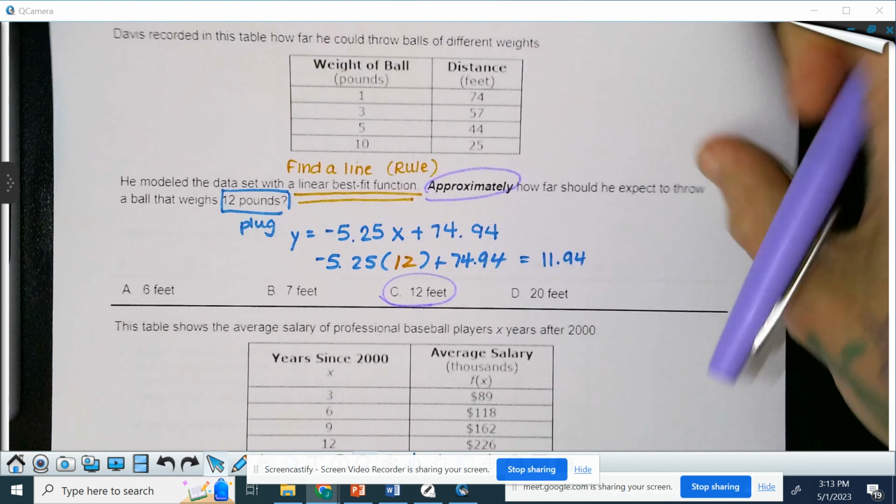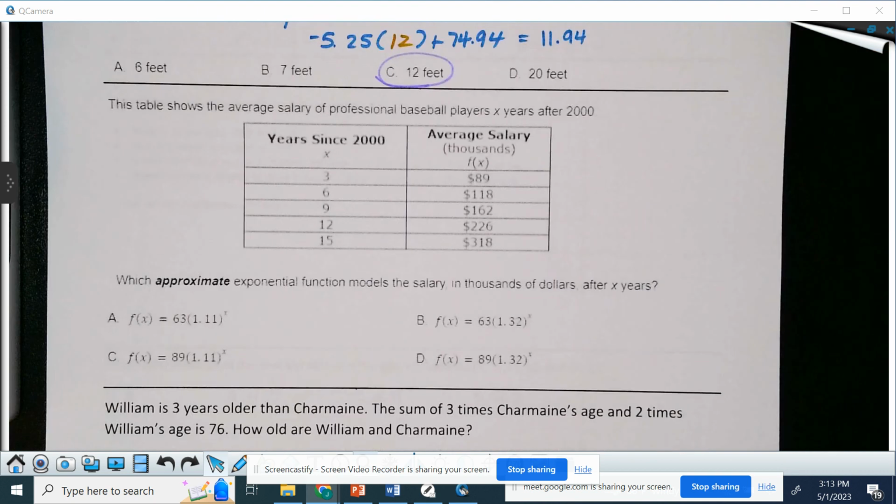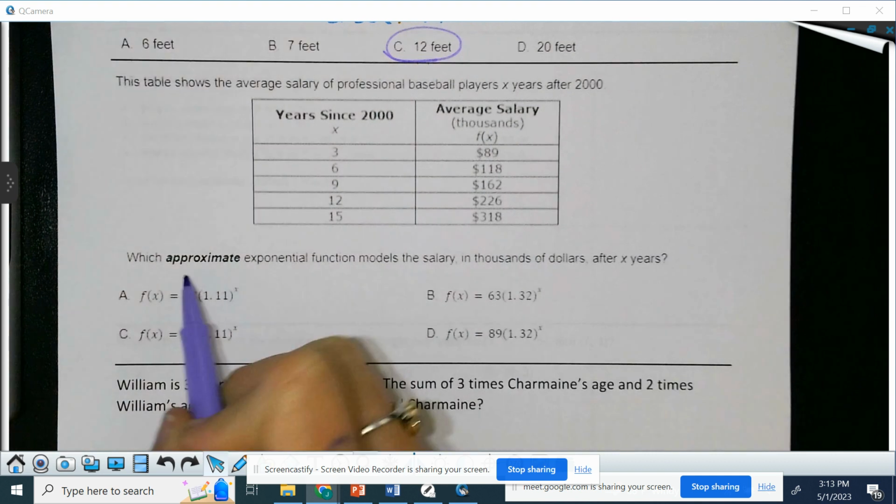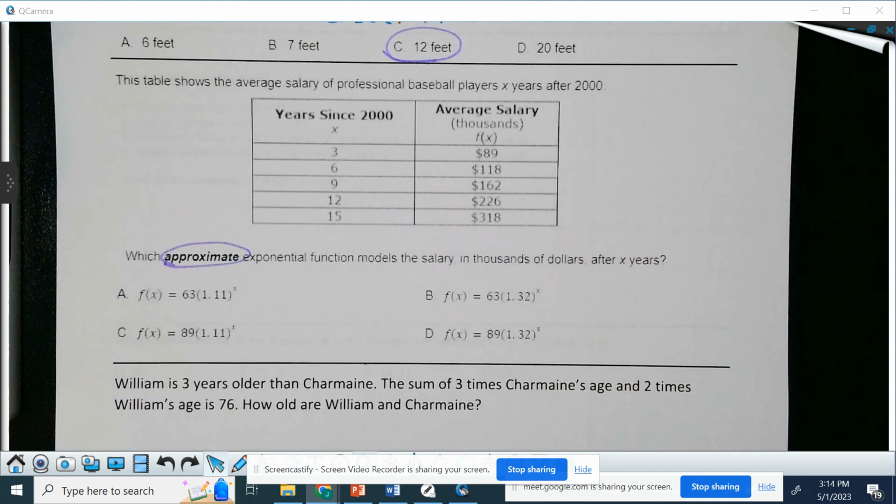Now this guy, this is exactly what I was talking about. So this one says the table shows the average salary of professional baseball players X years after 2000, which approximate, so again, it's not going to be super accurate. It's going to be approximate. Exponential function. Exponential function models the salary.